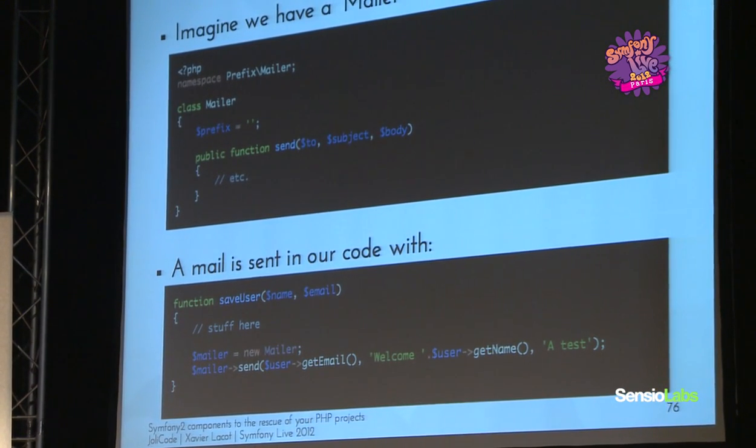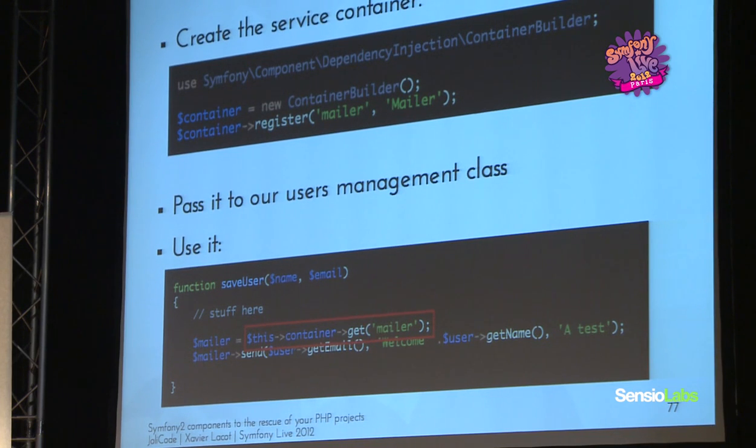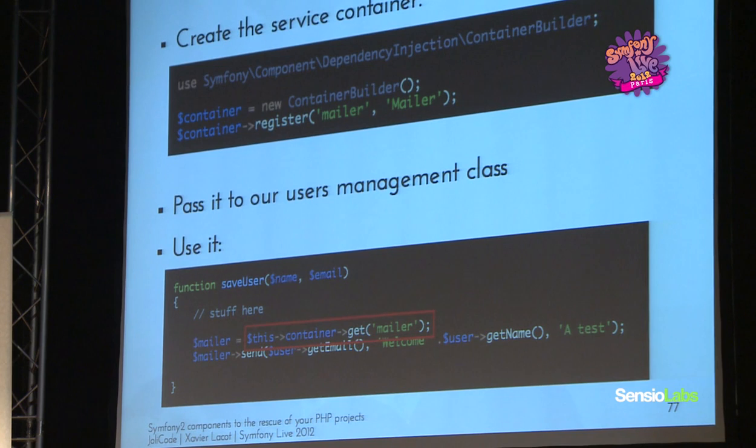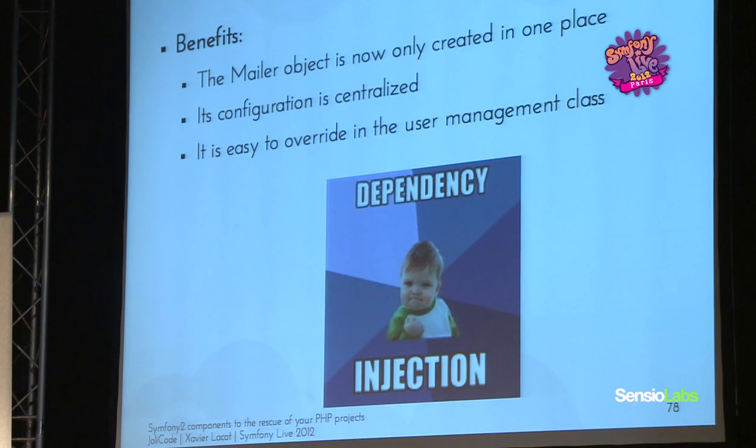It's even worse. With the service container, which we can create very easily with the Symfony2 components, if we want to save a user, we just have to pass the dependency injection container, which holds the definition of the service. And when we want to send a mail, we just have to call the mail service, which has been instantiated only once, the first time we needed it. And for all the other times, it will be the very same mailer object which will be used. This is, of course, very, very useful.